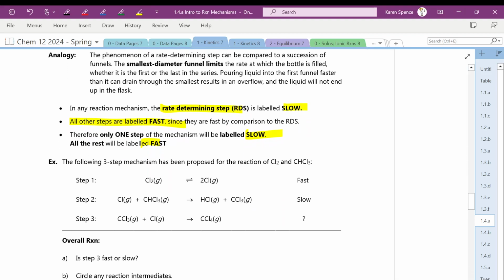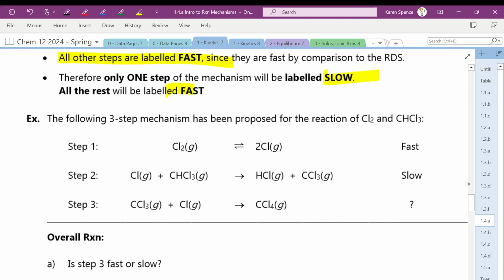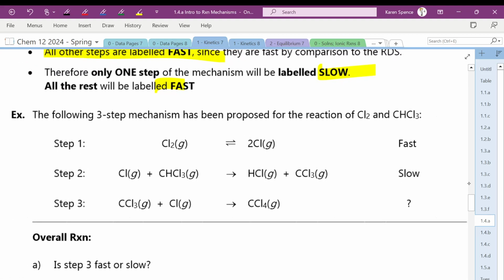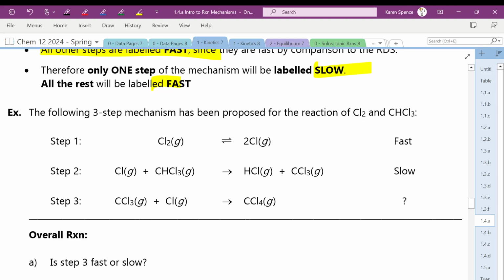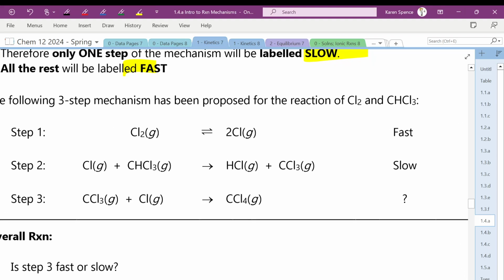Here is a proposed 3-step mechanism for the reaction of Cl2 and CHCl3. If I was to give you this on a quiz and I said, please label the speed of that third step, tell your partner what you would label the speed of that third step. Fast, because we can only ever have one slow step.